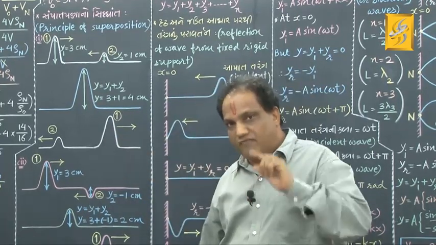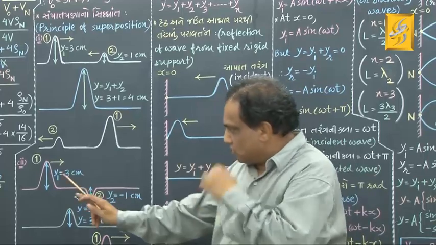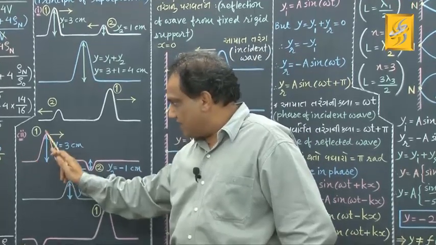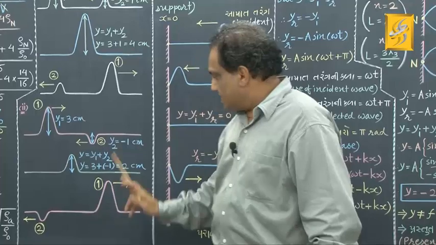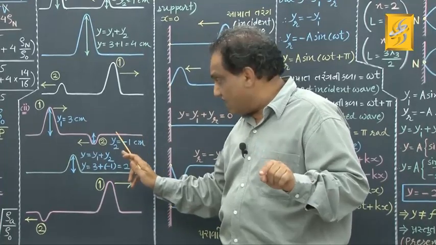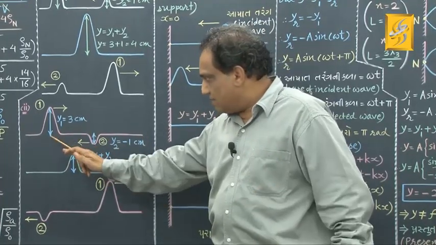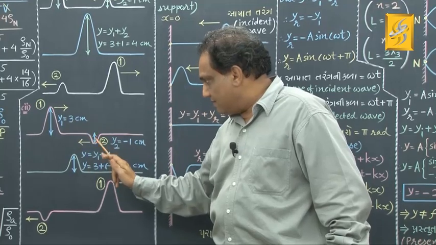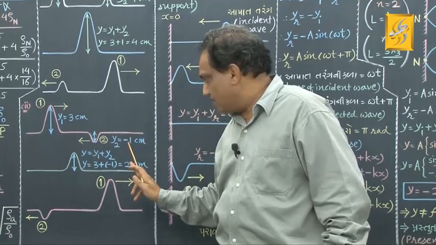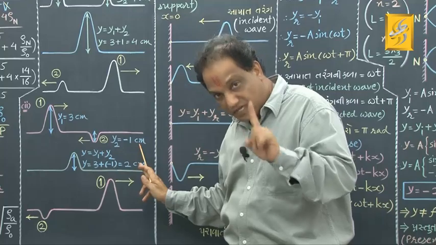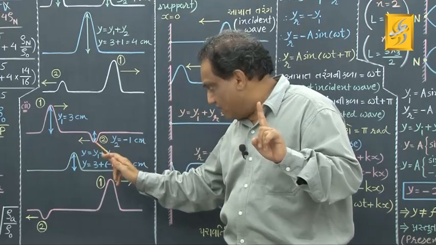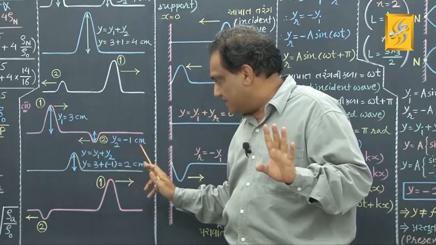Now, let us take one more example. Suppose from the left end we produce a crest, and suppose from the right end we produce a trough. Suppose this amplitude is 3 centimeter, and this amplitude is say 1 centimeter. How much is it? 1 centimeter. But because it is downwards, we take it as minus 1 centimeter.